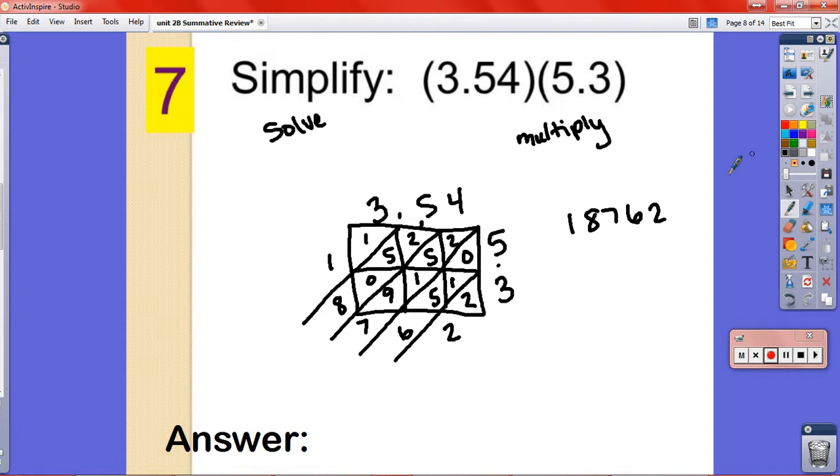Now I can place my decimal by estimating. It's between 15 and 20. So 18 point something makes the most sense. Or I can use that trick with the lattice where the decimals meet. If I go across, this is where they meet, and then I follow that diagonal line down. Decimal goes right here. 18.762. And also 3 decimal places in the factors, 3 decimal places in the answer.